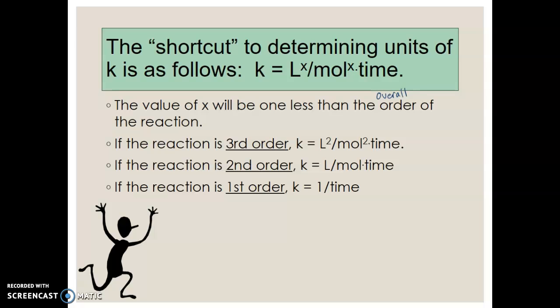So if the reaction is third order, k equals liters squared divided by moles squared times time. If it is second order, k equals liters over moles times time. And if it is first order, k equals 1 over time. So it is something kind of just committing these to memory, making yourself a cheat sheet while you're working on problems, to have those readily available for you.